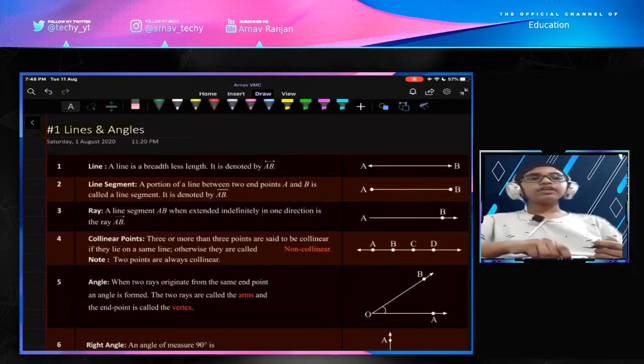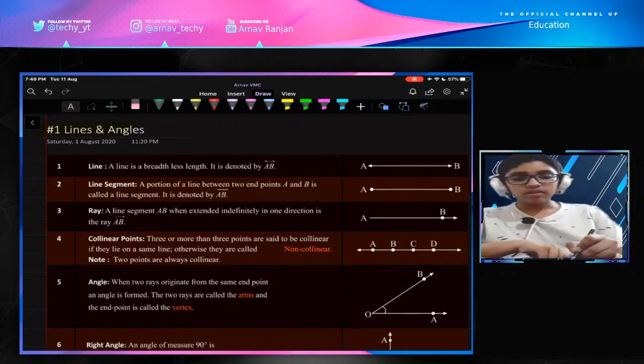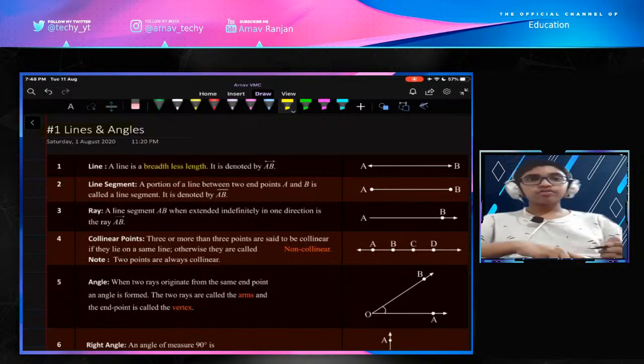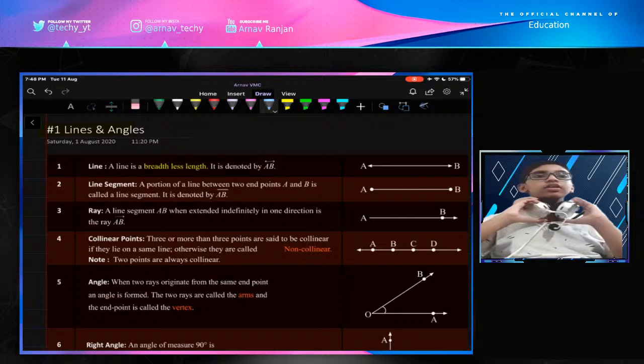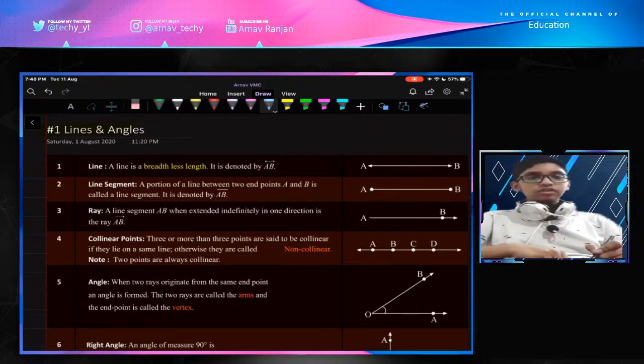A line is basically a breadthless length and it is denoted by AB. One thing I will clear for you all: it's not that you only have to denote it by AB. There can be many situations in which you have to denote it by any other letters. So instead of AB, we can denote it by X and Y.